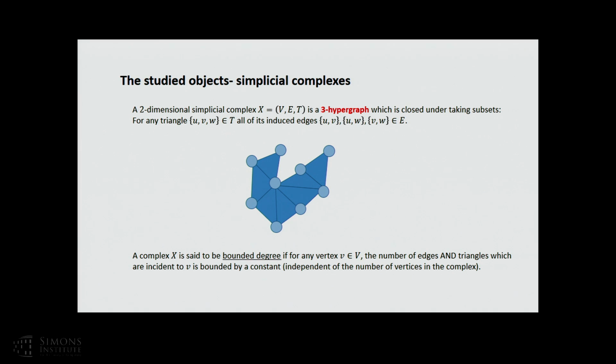So we have vertices, we have edges which are induced by triangles, and we have triangles. And we say that a complex is bounded degree if for every vertex the number of edges and triangles which are incident to it is bounded by some constant independent of the number of vertices in the complex. So that's the object we talk about, the higher dimensional version of a graph.